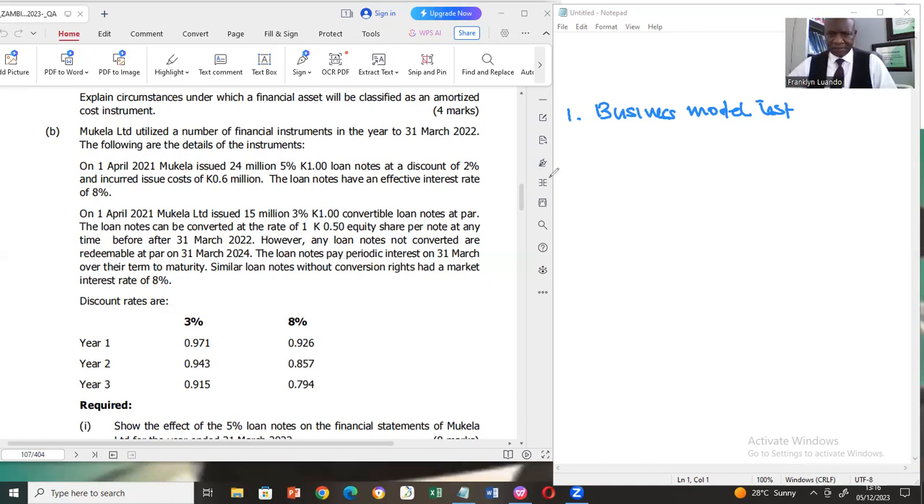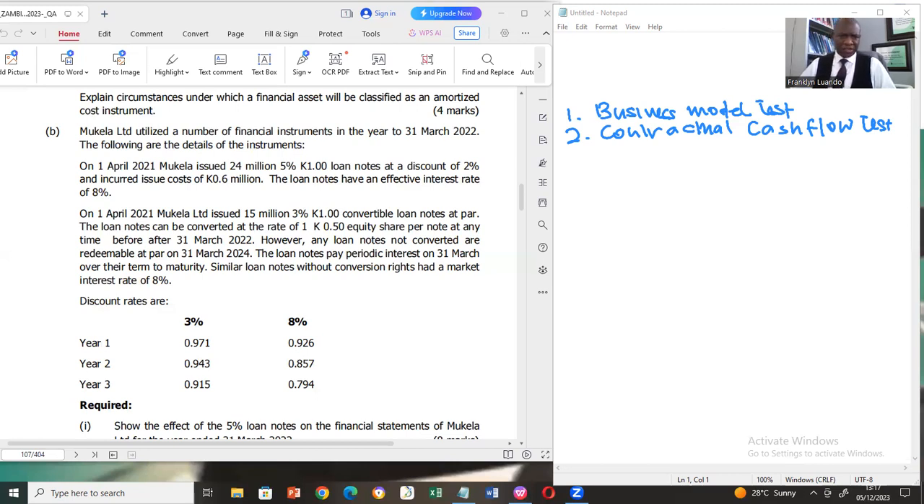The second test is the contractual cash flow test. This simply means the entity is holding the debt portfolio for the purpose of collecting the coupon interest and the principal at specific dates. Then, if the two conditions, or rather tests, are satisfied, then the financial asset should be measured at amortized cost.